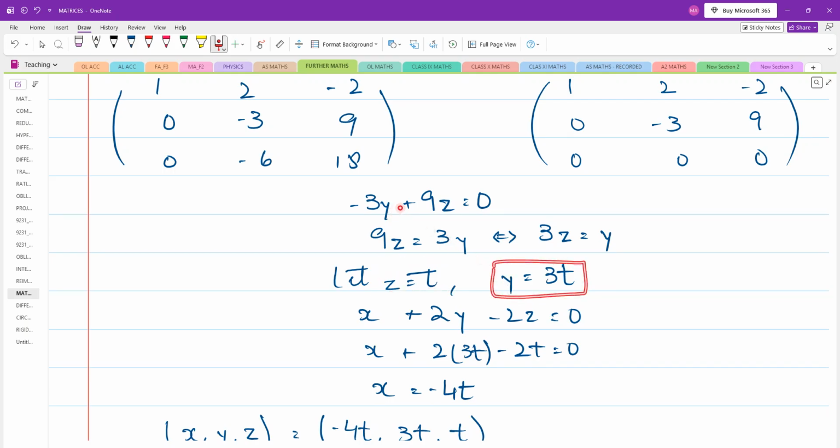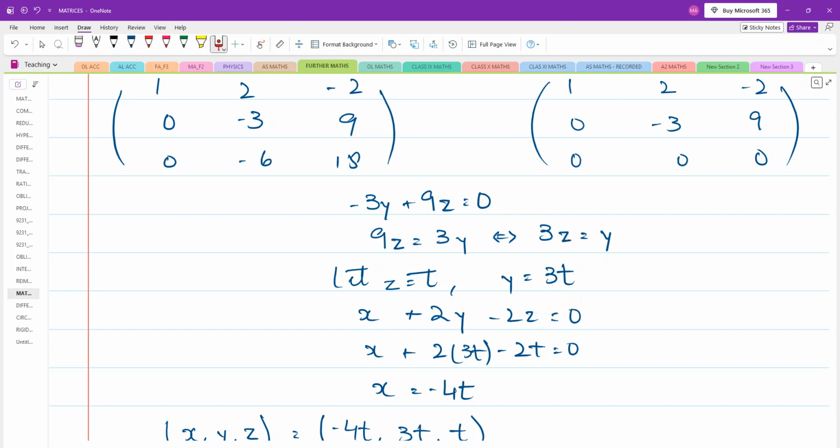So z equals t, and y equals 3t. Why is that? Because minus 3y plus 9z is equal to 0. This goes here to become positive 3y. We're going to divide both sides by 3, and we get 3z is equal to y. Since we changed z to t, y is now equal to 3t.